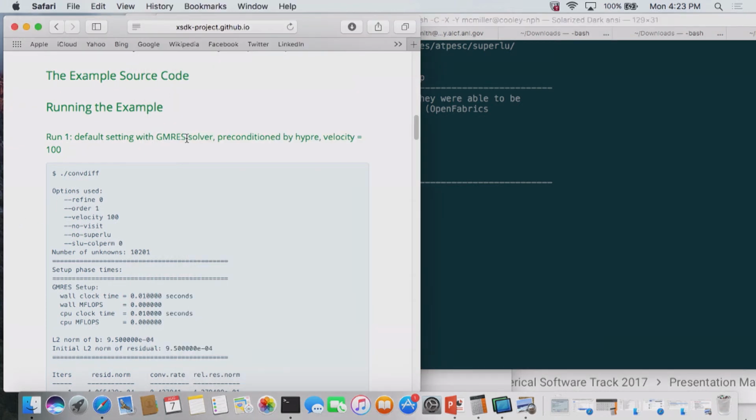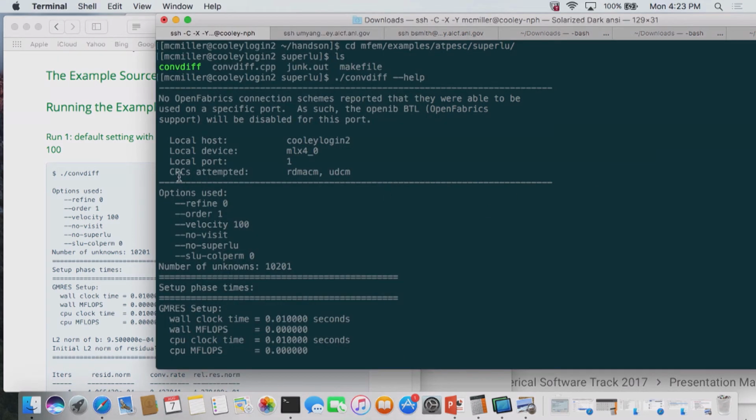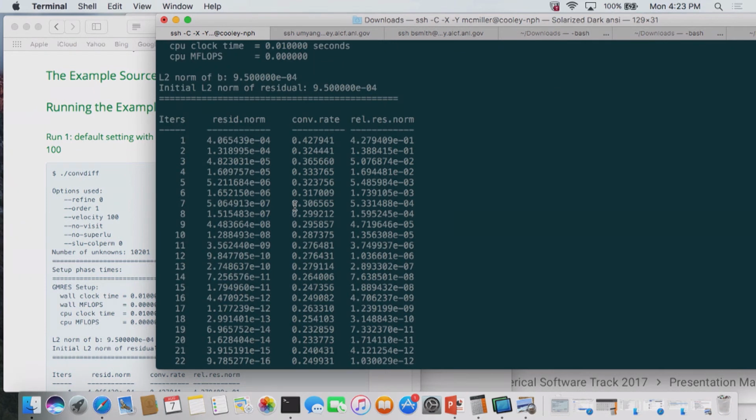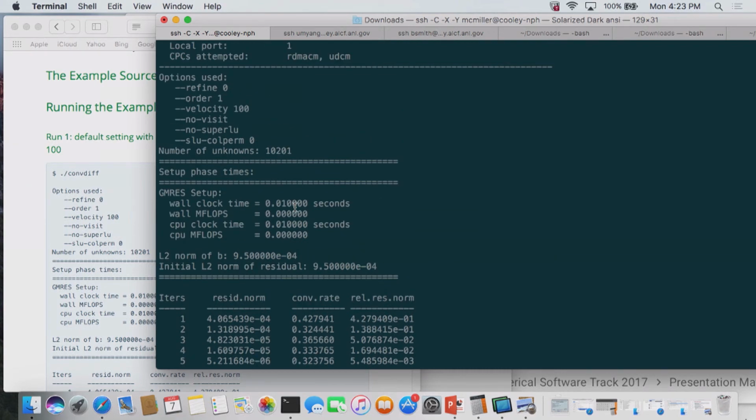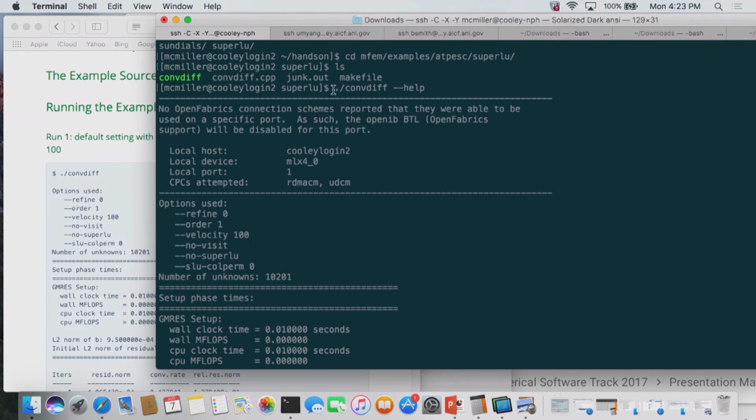So the first thing is we'll just run an iterative solver, GMRES, with a velocity of 100 to the right. This is already preconditioned by the algebraic multigrid hypre that Ulrike is going to talk about soon. So it's the GMRES preconditioned by hypre. And so we just ran it. It turns out with the default arguments to convdiff, forget the minus help there, basically this is what it runs with, not using SuperLU, and in particular, velocity of 100.